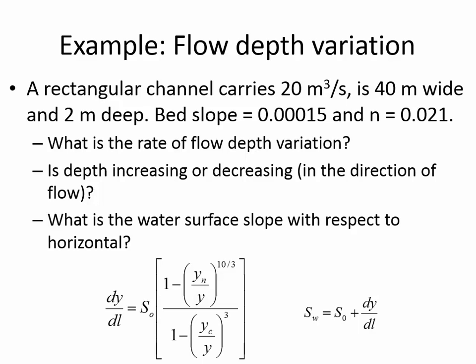Exactly. The slope of the channel is more downhill. It's going downhill faster than the water itself is getting deeper. So relative to horizontal, the water surface is negative. But relative to the channel bottom, it's getting deeper.